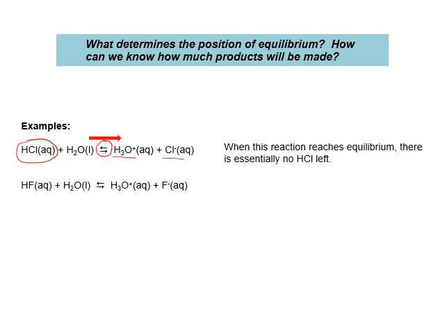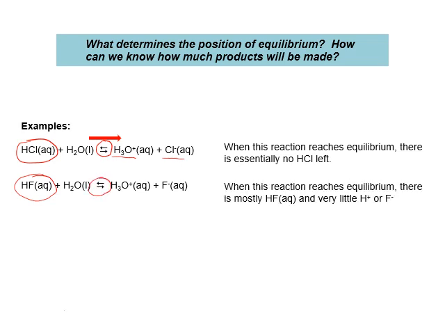On the other hand, hydrofluoric acid is a weak acid. When this reaction reaches equilibrium, there is mostly HF in solution and very little hydronium ion or fluoride ion. We say this reaction lies strongly to reactants. Let's look at another example of a chemical equilibrium.